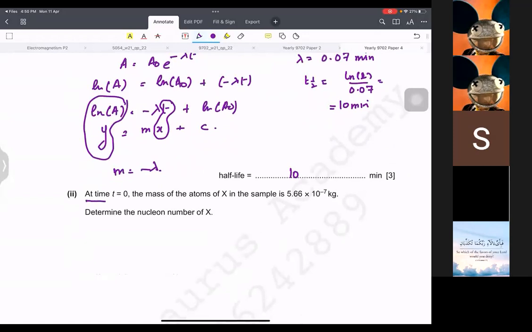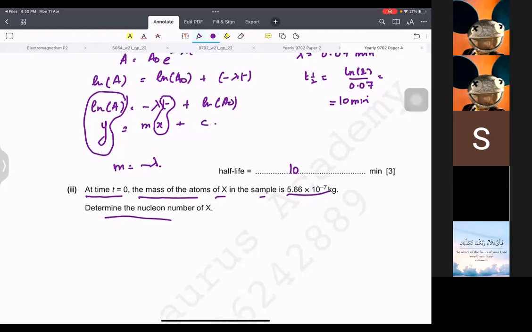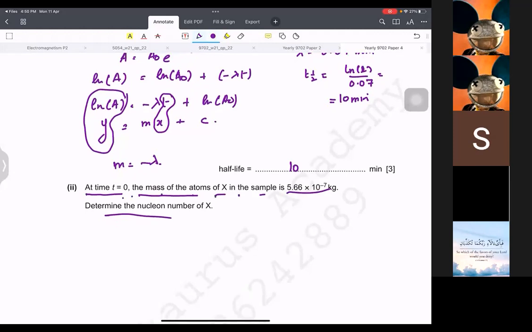So at a time t0, the mass of atom X in the sample is this. Determine the nuclear number of X. So it says there's a mass. Now, we have the half-life. We have lambda. At time equals 0, the mass of atom X in the sample is given. Determine the number of nucleons.